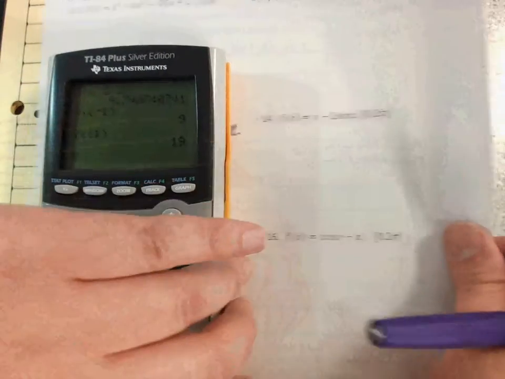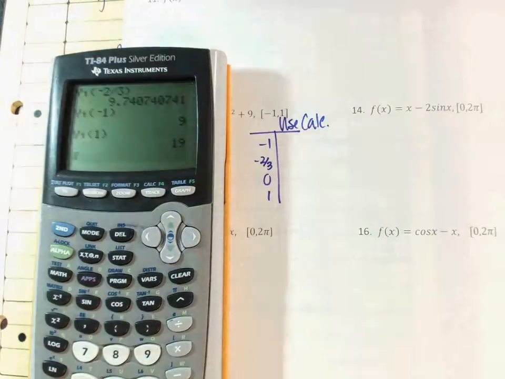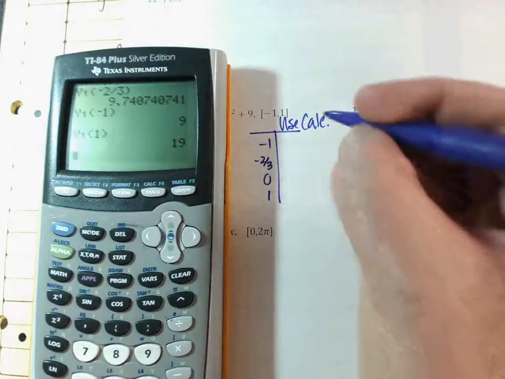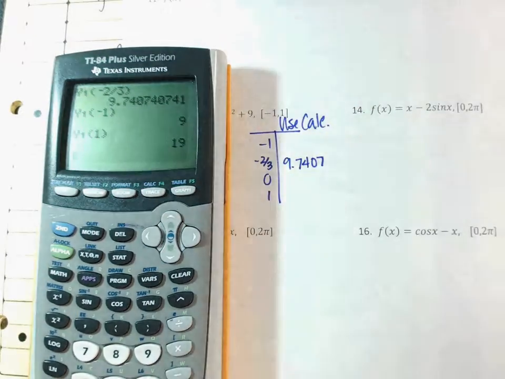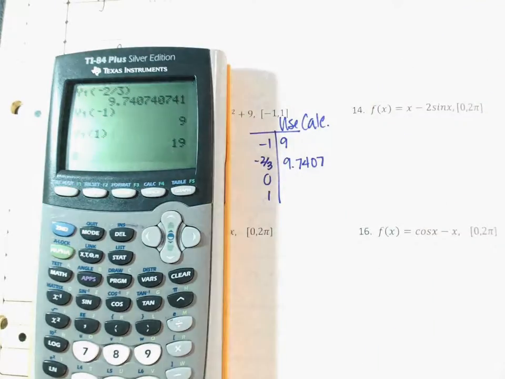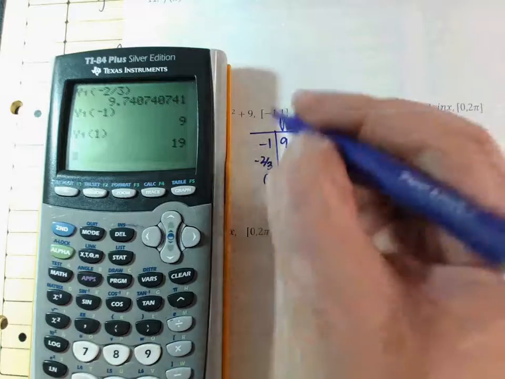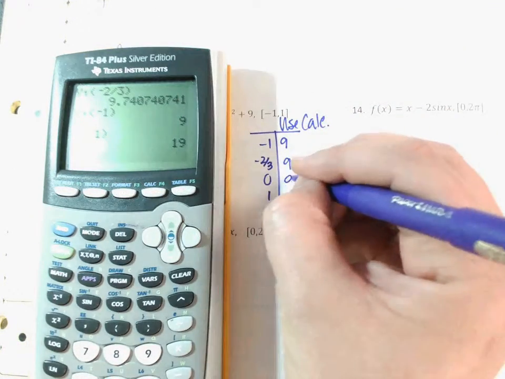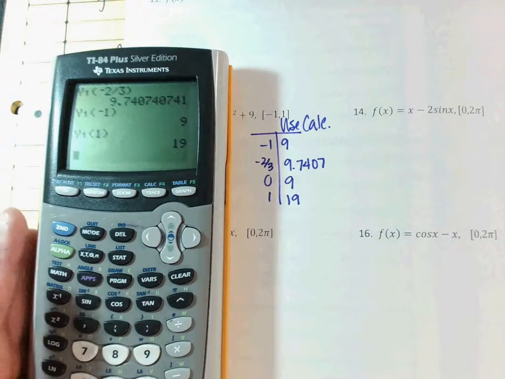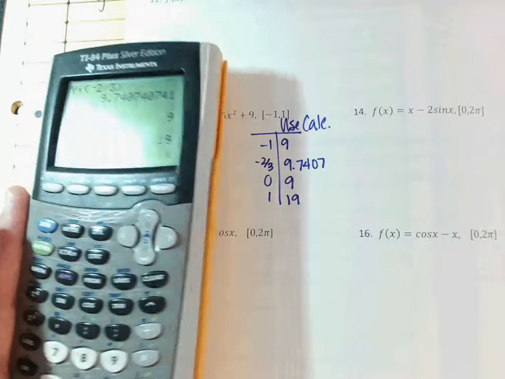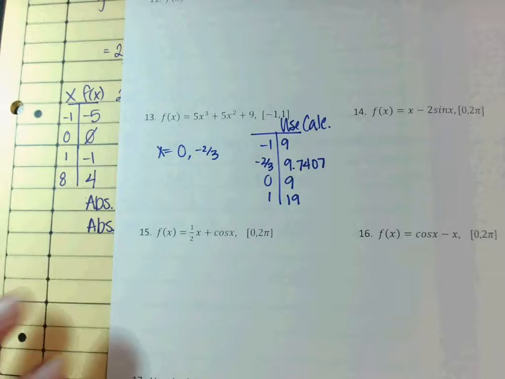So I'm going to write those into my table here. Hopefully you can kind of see both. At negative 2/3, my y value is 9.7407. At negative 1 it was 9. At 1 it was 19. And then at 0 it'd be 0 plus 0 plus 9, which is 9. And then out of those choices, my absolute max would be which one? 19.